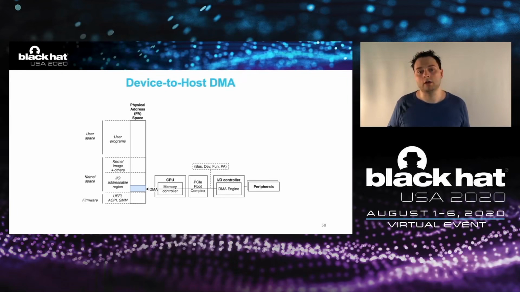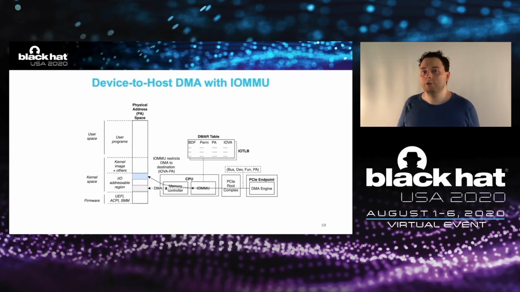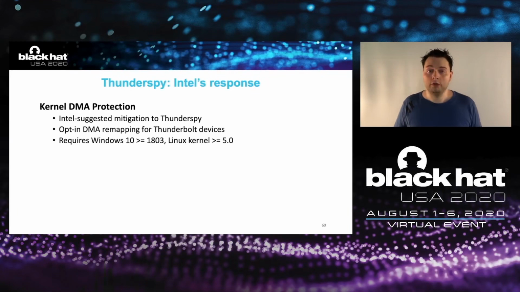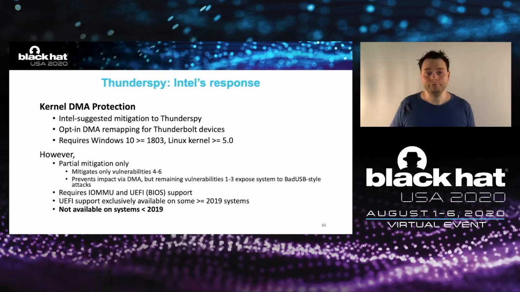Normally when a device does DMA to the host, it does that directly to the I/O addressable region. When Kernel DMA Protection is enabled, there's an IOMMU in between. So devices, malicious and legitimate alike, cannot read or write outside the boundaries which have been set by this IOMMU. All in all, that sounds pretty good, but there are a couple of caveats.